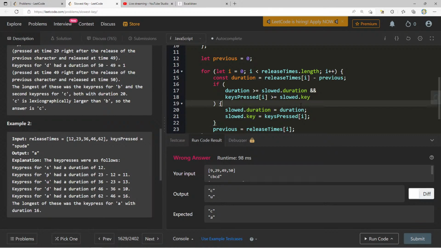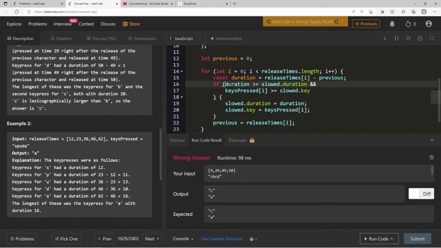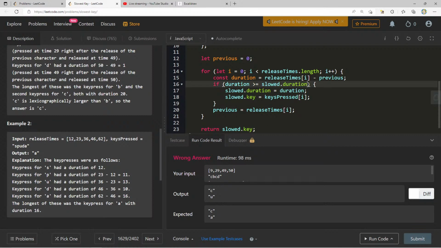So anytime, let's see, I guess we just pick the larger of the two. We always do it by duration, and then we always pick the larger of the two keys. Can we do that? So if duration is greater than or equal to slowest duration, perhaps we don't need that second one. Slowest dot duration is duration, and slowest dot key should be equal to what? Because now I'm saying the greater of the two.